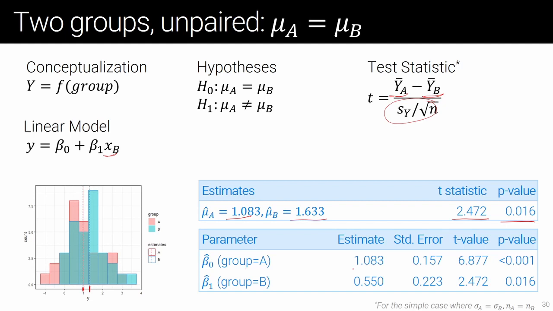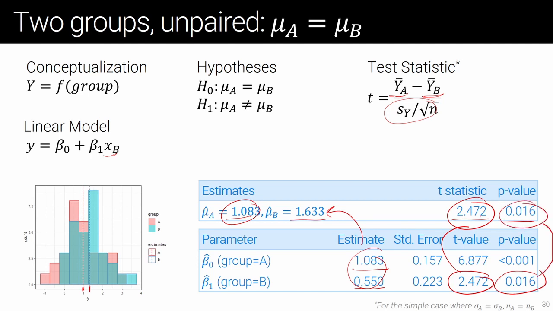And the estimate is 1.083, which is exactly what we had earlier. The estimate for beta 1, which is the deviation from the reference beta 0, is estimated as 0.55. And of course, if we sum these two numbers, what we have is the estimate for the population mean in group B. We have the standard errors, we have t-values, p-values, etc. And if you notice, this test statistic is precisely the same as we had earlier. And of course, the p-value is also the same.